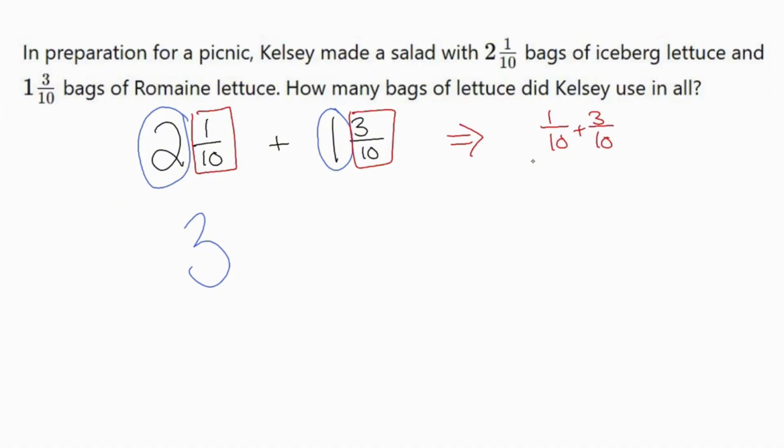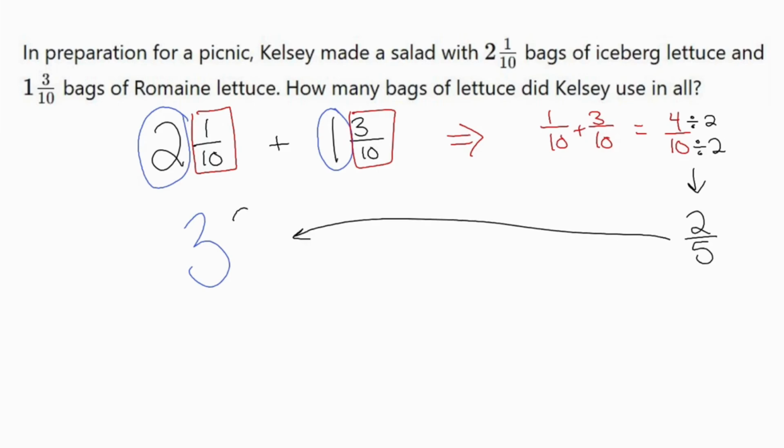Now, when adding fractions of the same denominator, add the numerators together. 1 plus 3 is 4. Keep the denominator exactly the same, 10. Now notice these are both even numbers, and I can divide them both by 2 to simplify my fraction. What happens is 4 divided by 2 is 2, 10 divided by 2 is 5, and my fraction part becomes 2/5. So let's bring that over here. And I end up with 3 2/5.